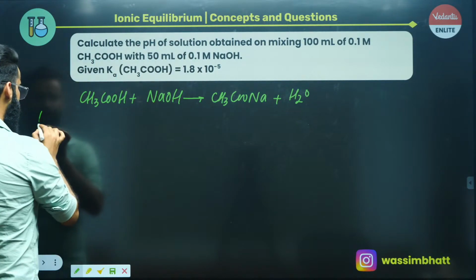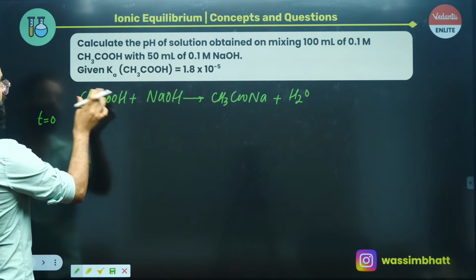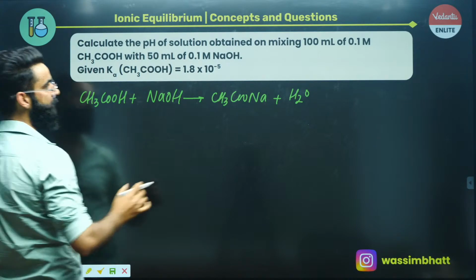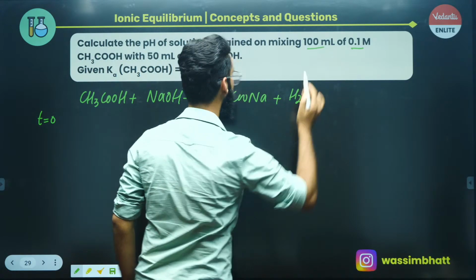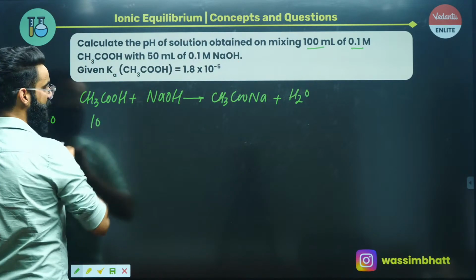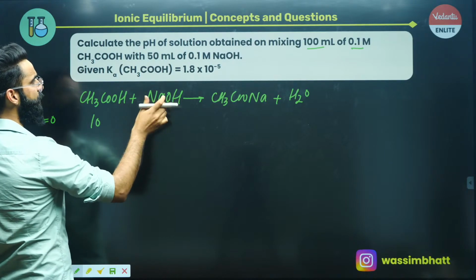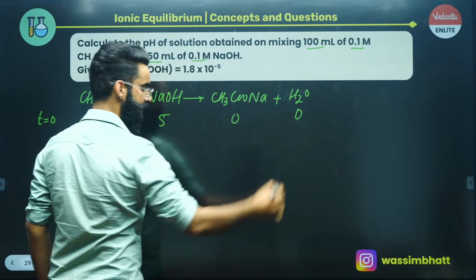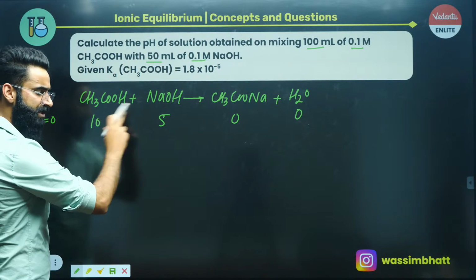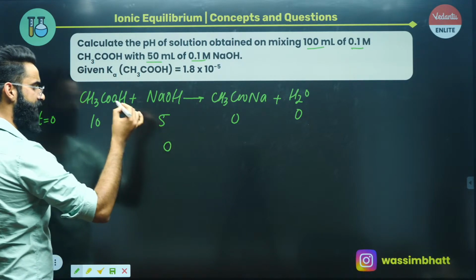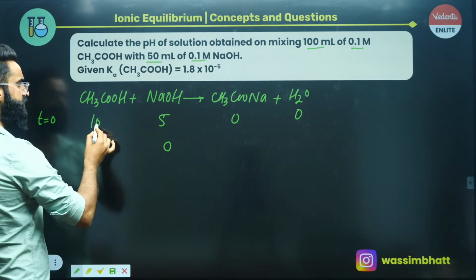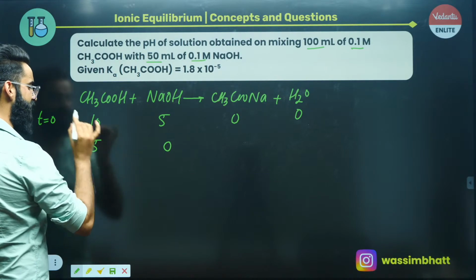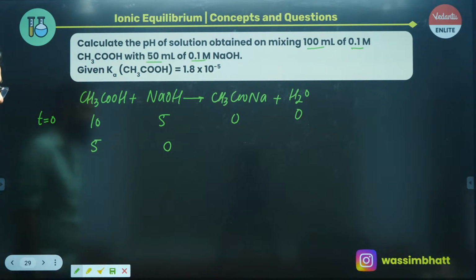The first thing I'll be doing is calculating the millimoles of the acid. And what about the millimoles of the acid? Molarity multiplied by volume, so 10. So you have got 10 millimoles of it. How many millimoles of NaOH do you have? Molarity multiplied by volume in ml, 5 millimoles. So this is 0, this is 0, right? Which one is the limiting reagent among the two? NaOH is the limiting reagent, I'll be left with nothing. Out of 10 millimoles, 5 millimoles have reacted, so I'll be left with 5 millimoles of CH3COOH at the end.